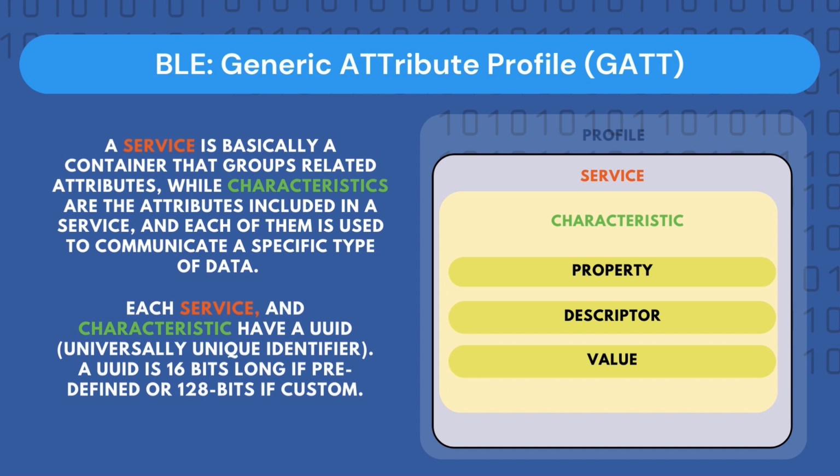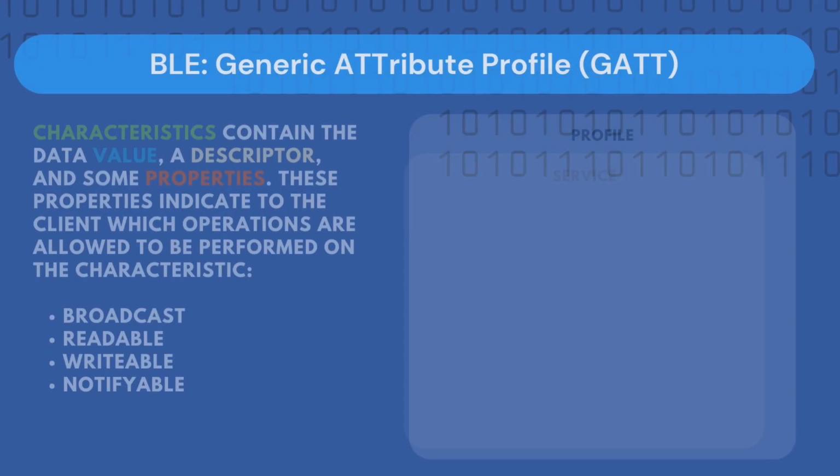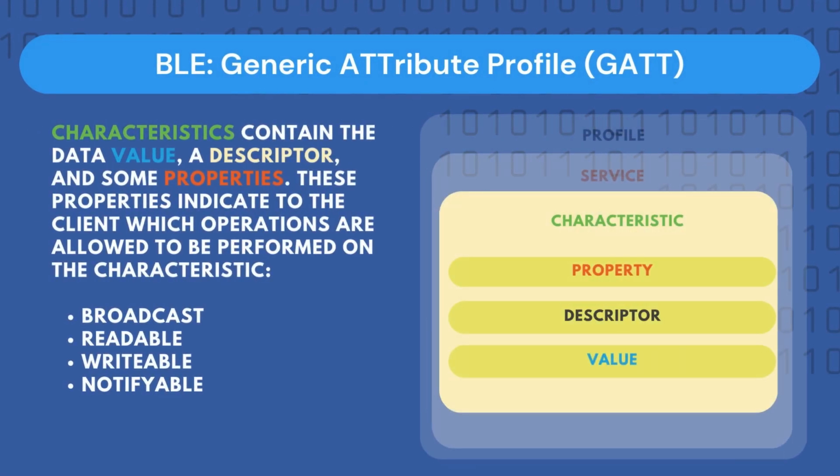Characteristics contain the data value, the descriptor, and some properties, where these properties indicate to the client connecting to the BLE server which operations are allowed to be performed on this characteristic. And it can either be a broadcast property, a readable property, a writable property, or a notifiable property. And these are the four most common properties for characteristics within the Generic Attribute Profile. If you'd like to learn more, you can check out our last video where we have gone through this in detail.